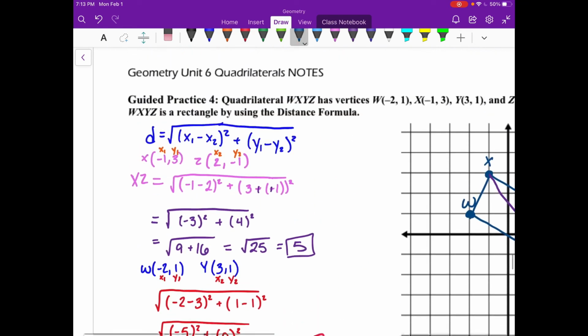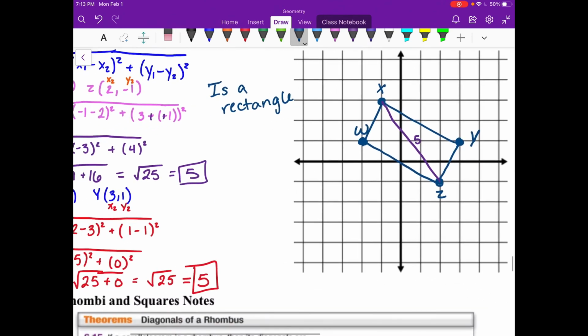So this is a rectangle, because the diagonals are the same.